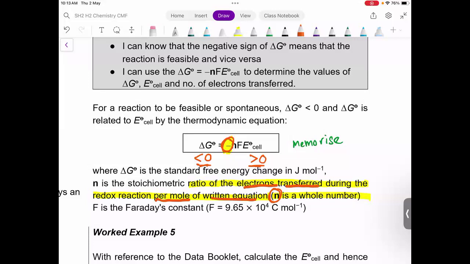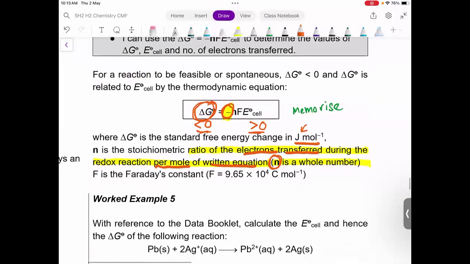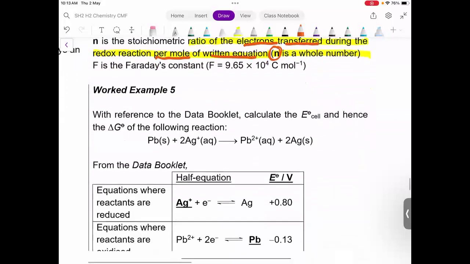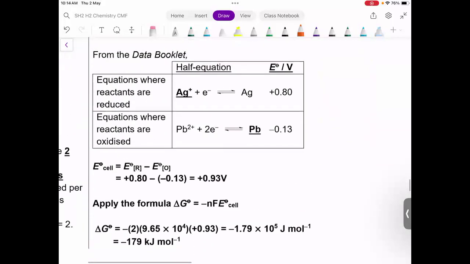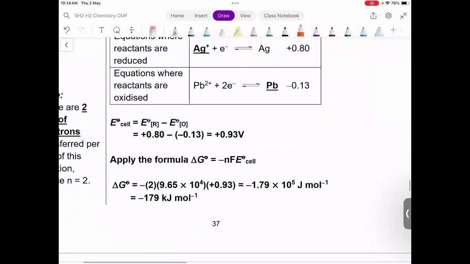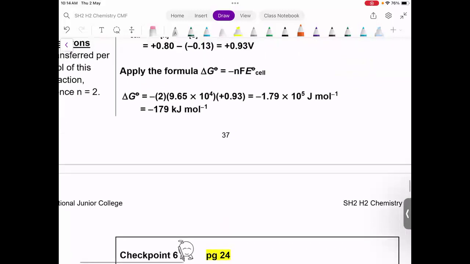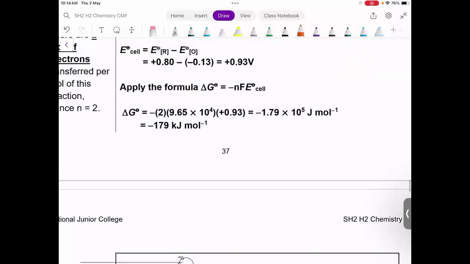Okay, and the next thing I want you to pay attention to is, when you equate delta G to negative nFE, the units by default is joule per mole. So when you calculate delta G from this negative nFE, the units by default is joule per mole. It's not kilojoule per mole, it's joule per mole. Okay, so this example, you can look at it in your own time. Do you need me to explain anything? All right, you look at this, then you work on the next checkpoint. I'll give you a lot of checkpoints to do.